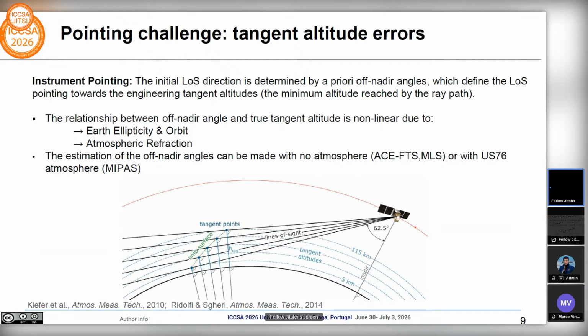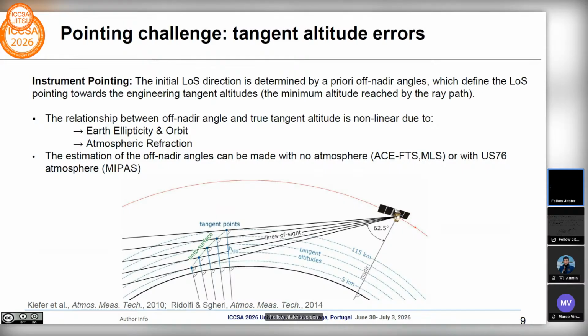To do this choice of these pointing angles, you need some kind of assumption or approximation, because essentially we need to know a relation between these pointing angles and this tangent altitude. So the geometric aspect linking to the Earth ellipticity or the orbit can be accounted in advance.